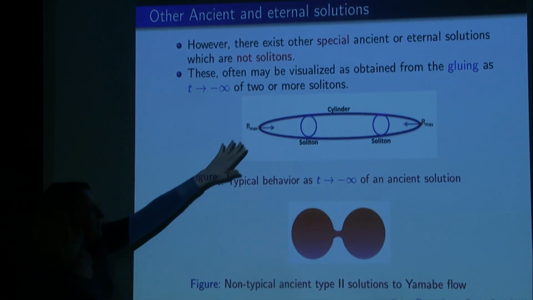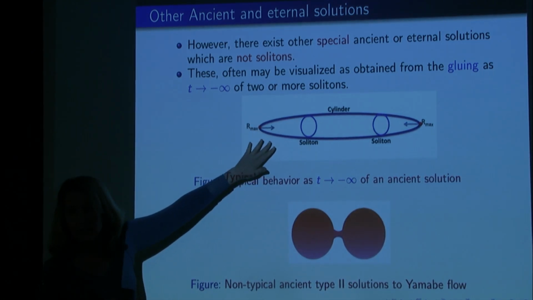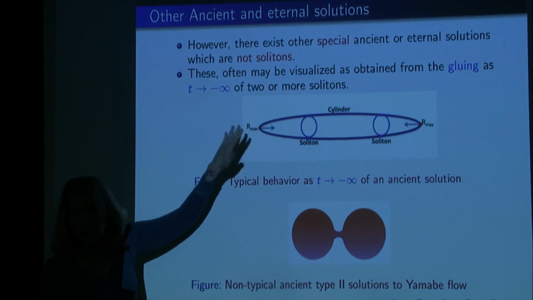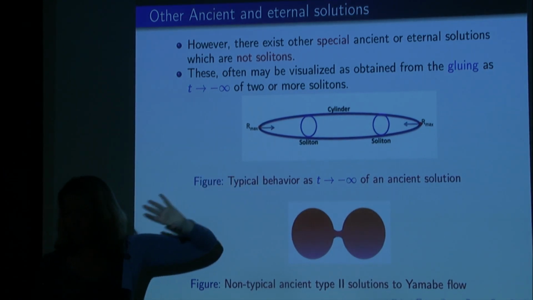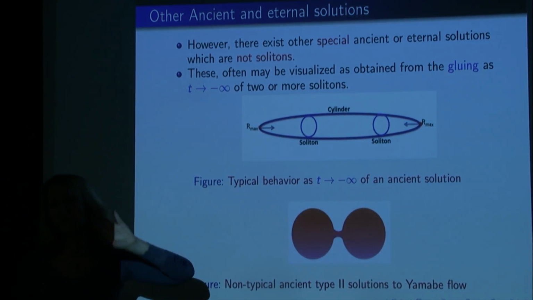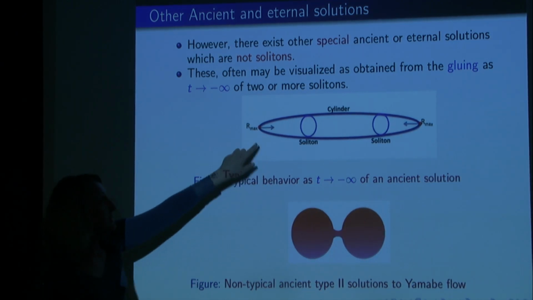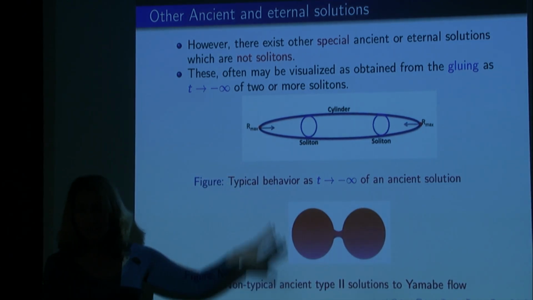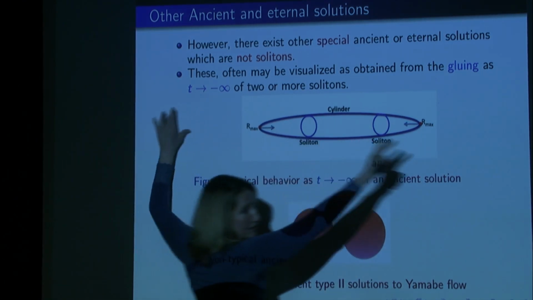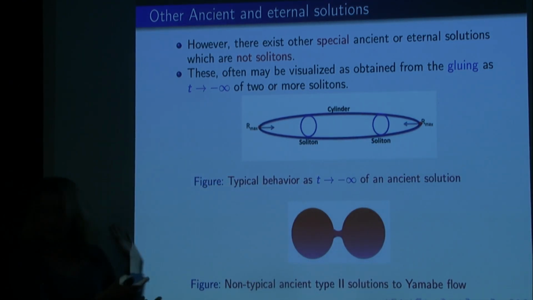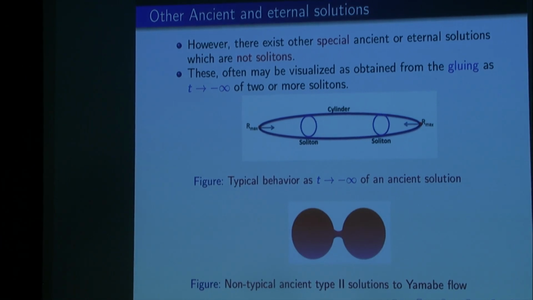And so this is a very typical case of an ancient solution. This is the typical behavior of an ancient compact solution, and this is very close to minus infinity. Of course, the scale here is very long, very close to minus infinity, but I don't have so much space to make it so long, all right?